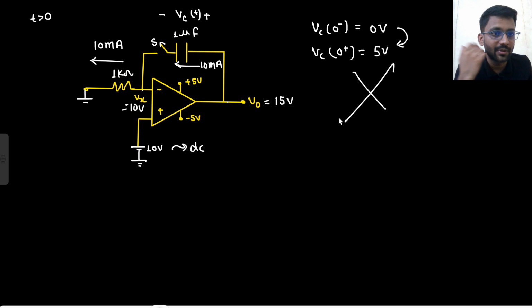I said, okay, apply the concept of virtual short. What was your VC 0 minus? 0 volt. What will be your VC 0 plus if you apply the concept of virtual short? That will be 5 volt. What is the current flowing through the capacitor? 10 milliampere. That is constant.